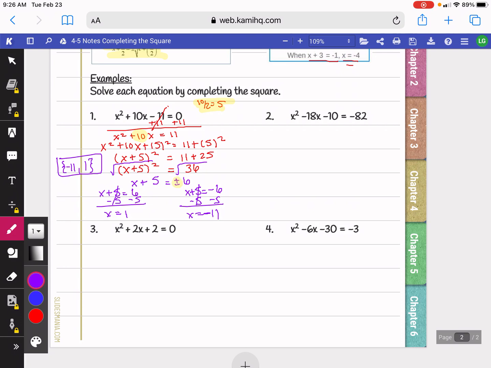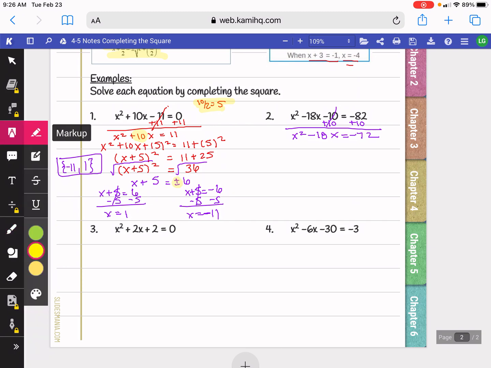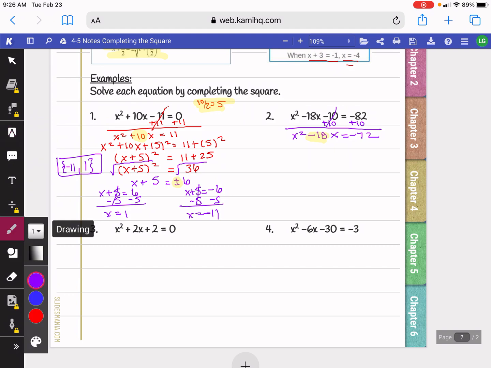So let's start this again. Again, your first step is to get rid of the constant. Here my constant is minus 10, so I'm going to add 10 to both sides. So I have x squared minus 18x equals negative 72. Now that I've done that, I'm going to look at my b. Here my b is a negative 18. I'm going to take that b and divide it by 2. That gives me a negative 9. So remember, we're completing the square, so I'm going to add that negative 9 squared to both sides.